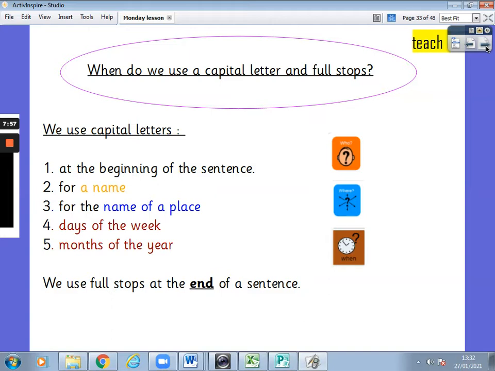Let's remind ourselves, when do we use a capital letter and full stops? We use capital letters at the beginning of a sentence, for a name, who, character, for the name of a place, where, days of the week, month of the year, when, and we use a full stop at the end of a sentence.